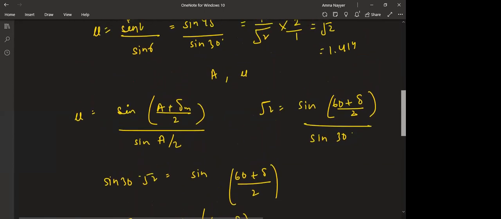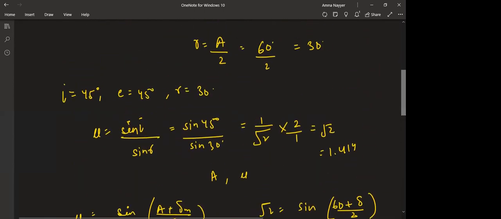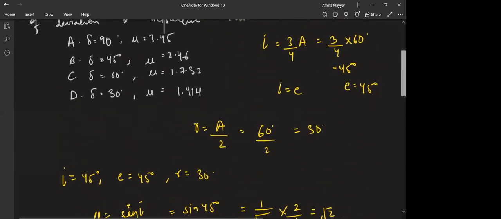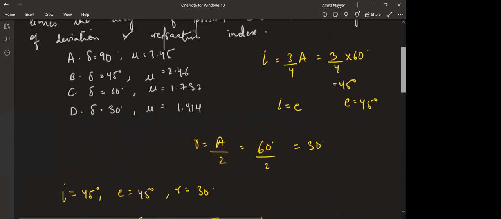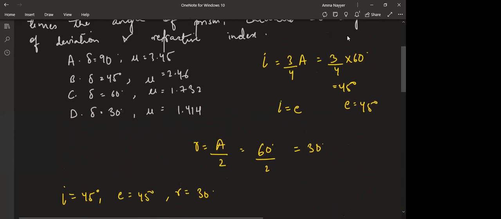Note down the solution. One question I'll give you on dispersive power now. Dispersion and dispersive power we did, so let's practice some questions from that topic.